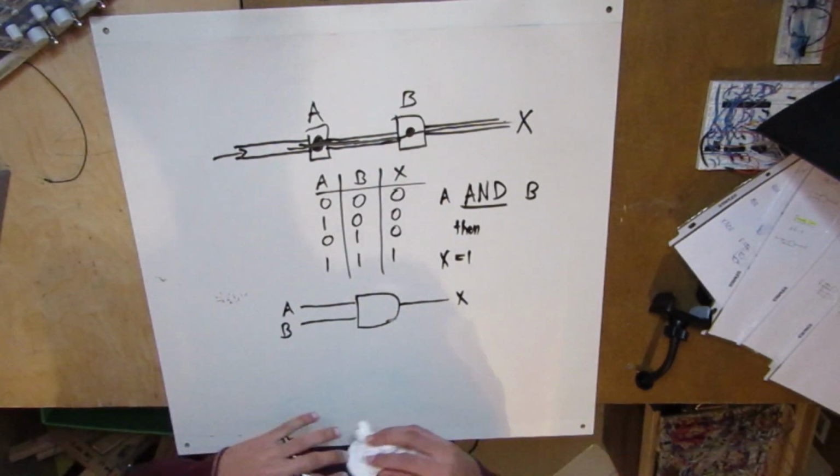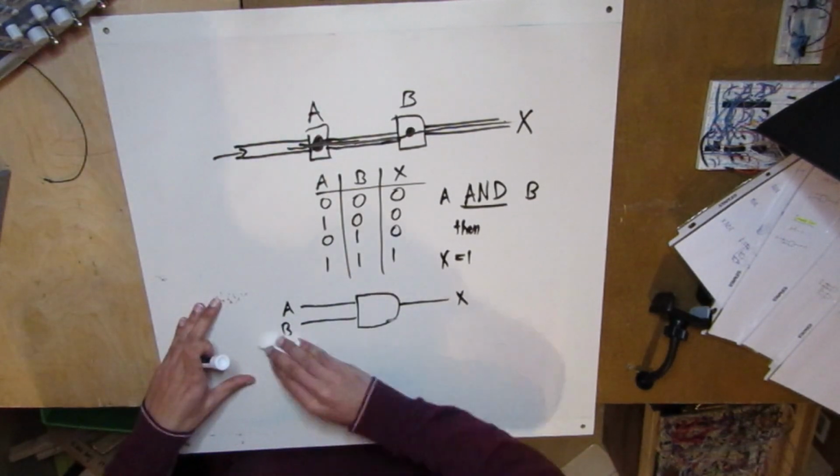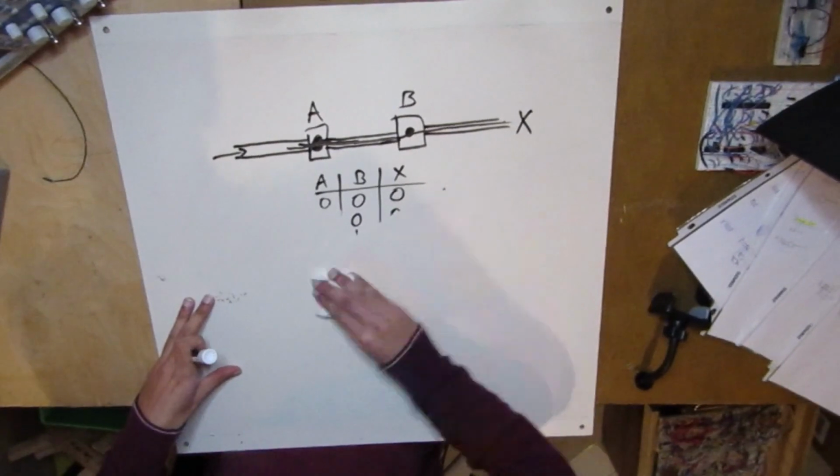Now, you could forget the water example. Now let's think of electricity. So I taught you about the AND gate. Next, we're going to learn about the next gate.